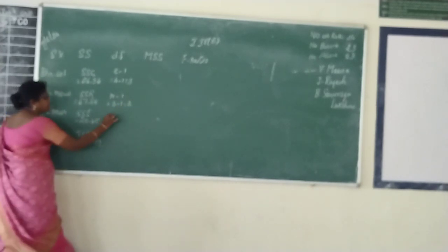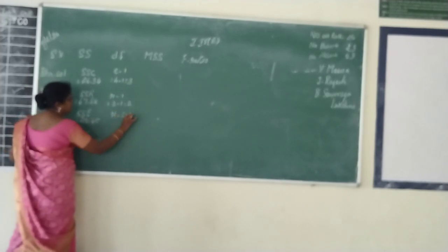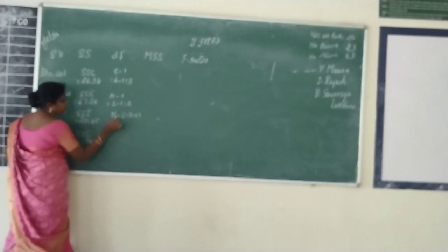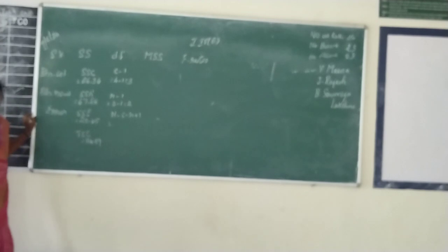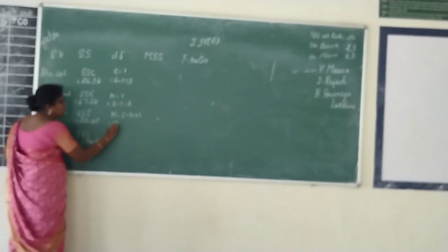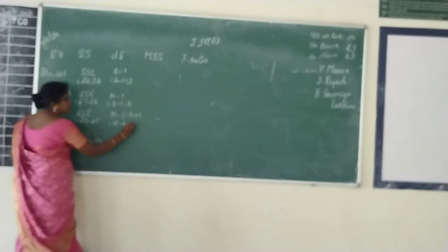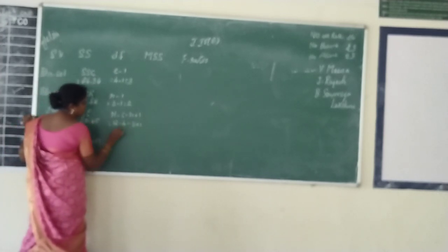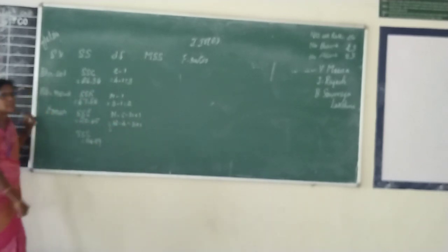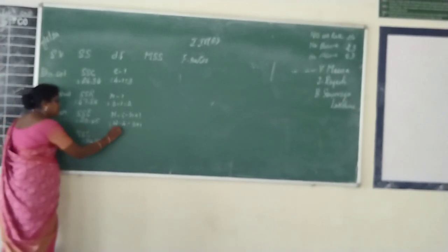Now here, n minus c minus r plus 1. What is the n value? 12. How many columns are there? 4. How many rows? 3. Plus 1. Final answer? 6.